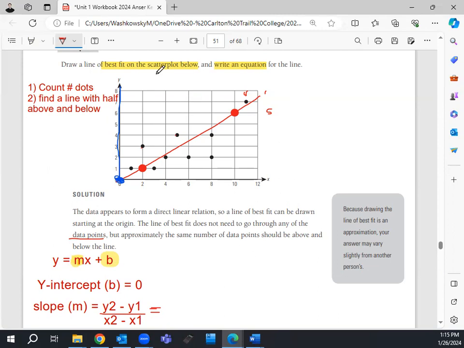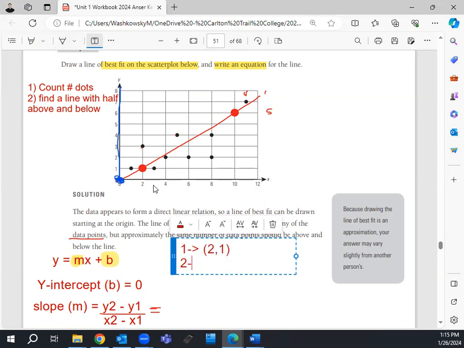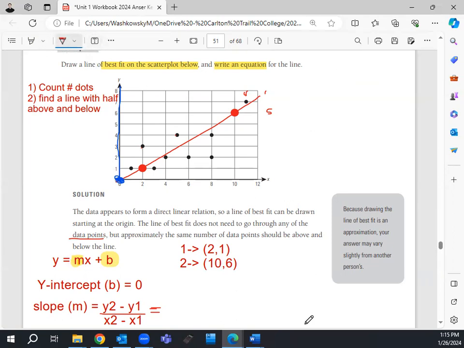So I'm just going to quickly label my points up here. I know my 1's is the first point I see as I go from left to right, which is 2 and 1 on my graph. And I know the second point I see, the 2, is x is 10 and y is 6. Now at this point, this is something we practiced a bunch. We should be able to do this. So I'm not going to fully explain it. I'm just going to do it. My y2 is my 6 minus 1. So 6 minus 1 all over my x2 minus x1, 10 minus 2.